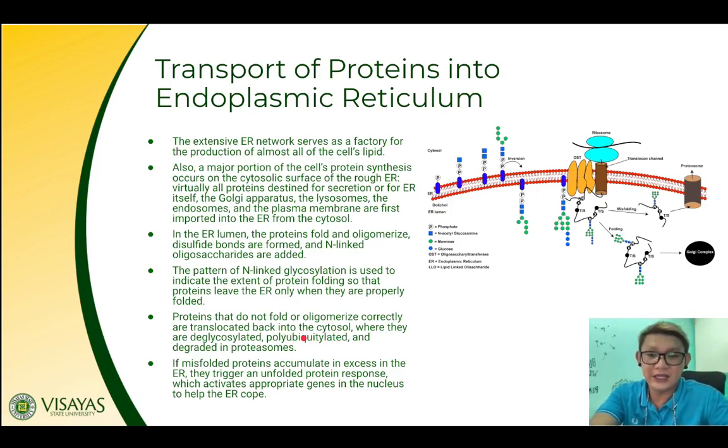If misfolded proteins accumulate in excess in the ER, they trigger an unfolded protein response, which activates appropriate genes in the nucleus to help the ER cope with this accumulation of unfolded proteins.